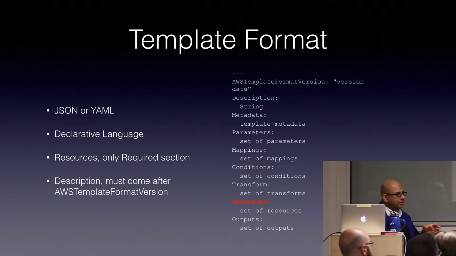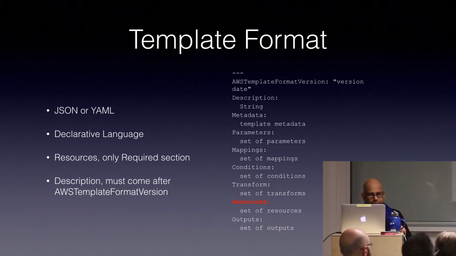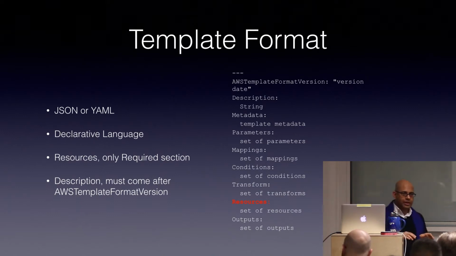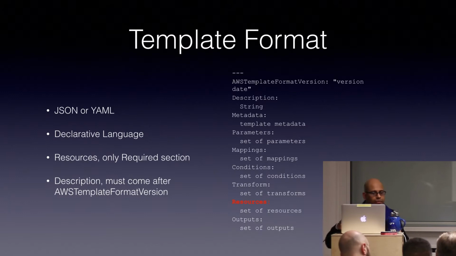Let's quickly talk about the actual template format. CloudFormation templates were first written in JSON, and then they upgraded them to be able to express them using YAML. CloudFormation is a declarative language, so you just describe the ideal resource you want, and then CloudFormation will go off and provision it. It's not like a programming language where you've got a set of instructions that needs to run. You just tell it what you want and how you want it, and CloudFormation will go off and do it.